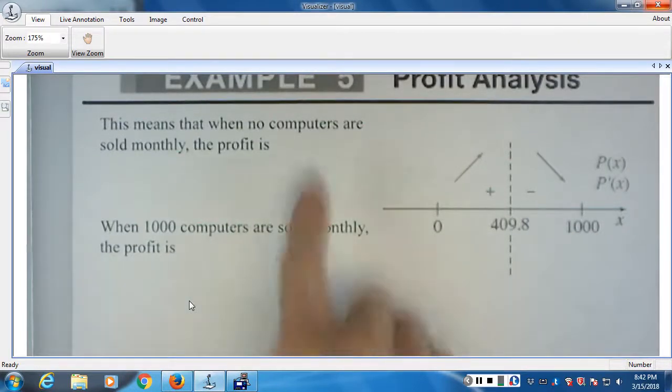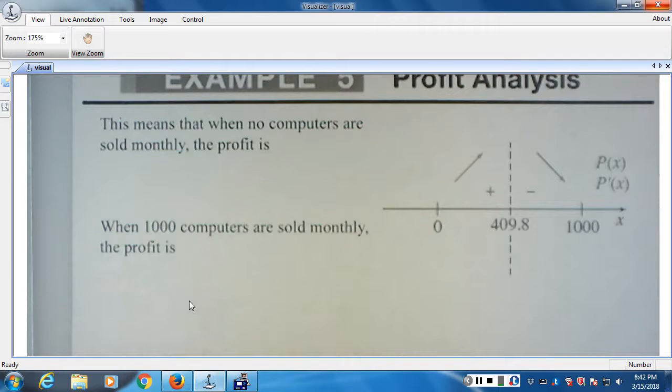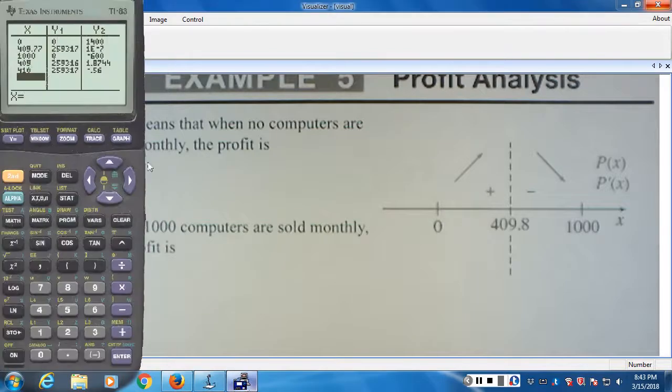So when no computers are sold monthly, your profit is logical. If you don't sell any, it's zero, right? Makes sense. And when 1,000 is sold monthly, your profit is negative. Or actually very little. It's about to become negative. It's very, very small. Yeah, it's like negative 600. So you should have quit before you got there.